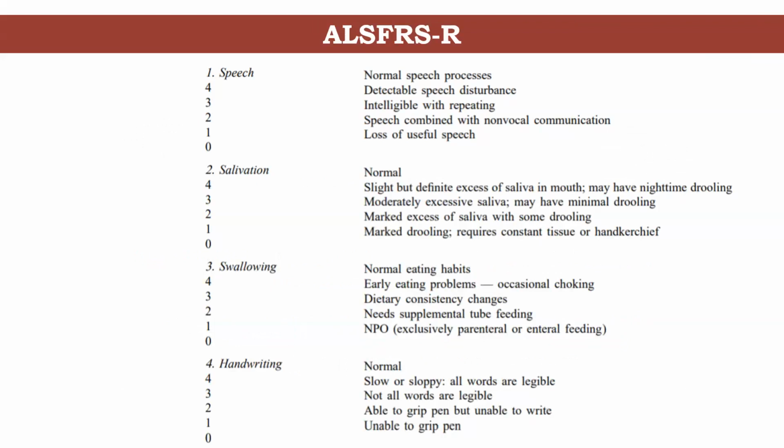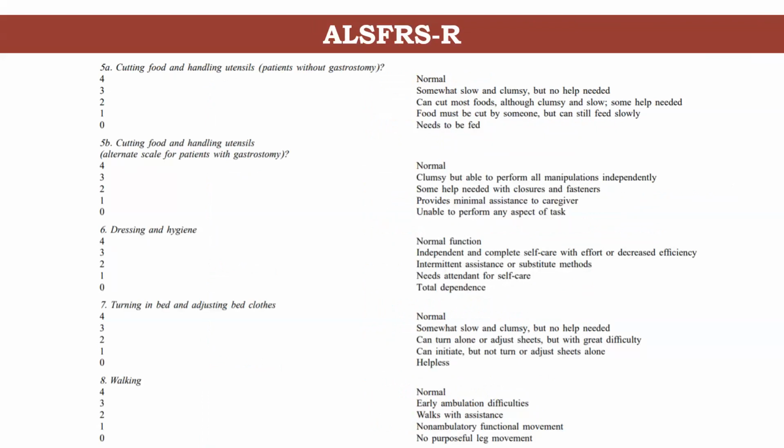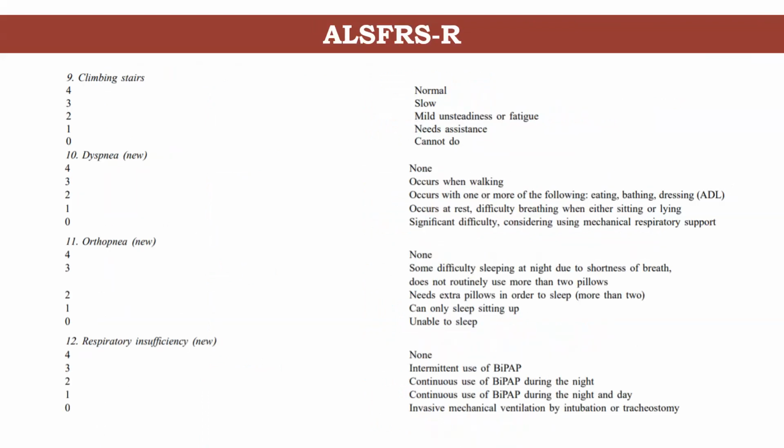So what happens? Doctors make them speak. I'll come to what they make them speak, and then judge based on that. Doctors will also check the remaining items: salivation, swallowing, handwriting, cutting food, handling utensils. They'll ask their relatives in a questionnaire how difficult he or she finds each. Then dressing, hygiene, turning in bed, walking, climbing stairs, and many more. You see 12 of them. For all these questions, the doctor gives a score on each, and finally you get one combined score.